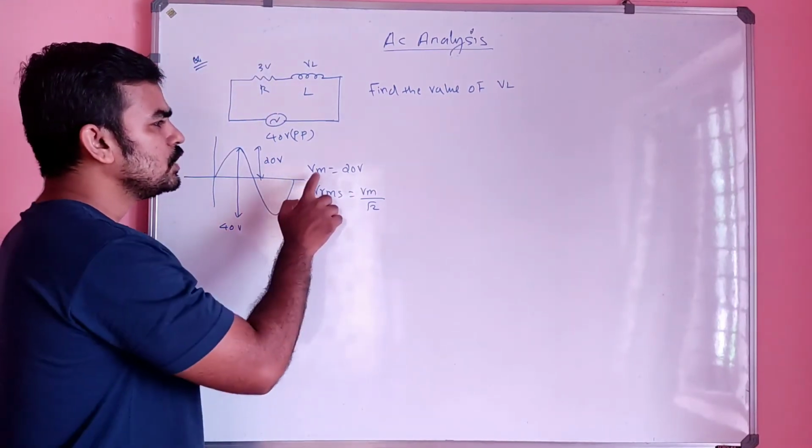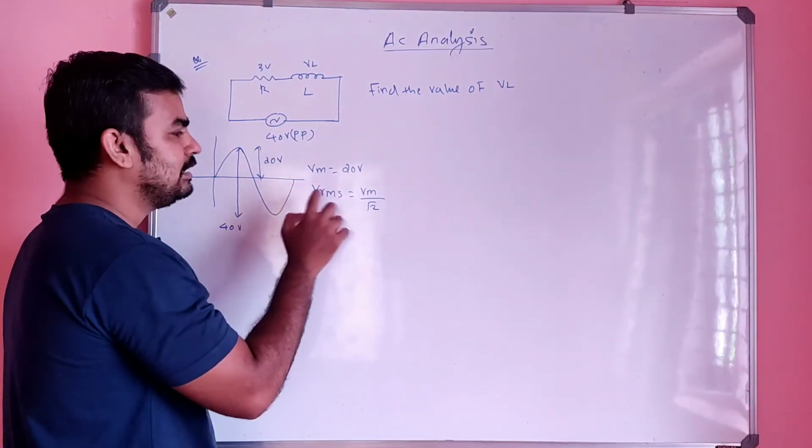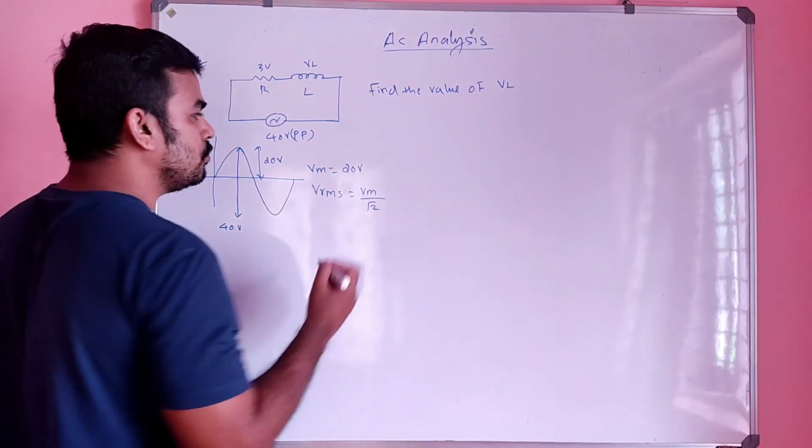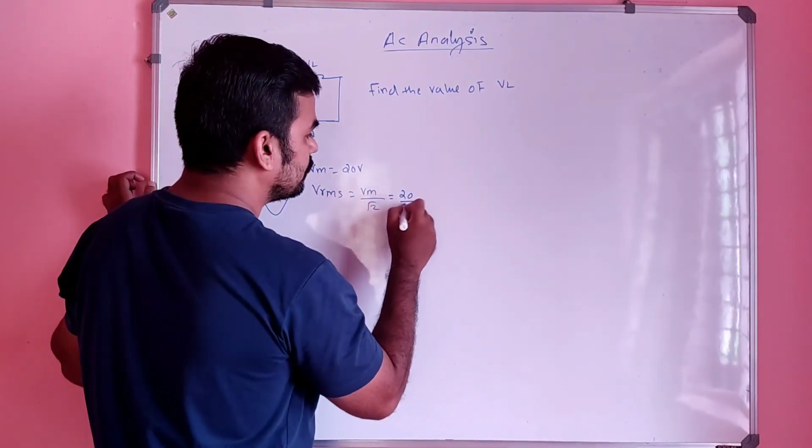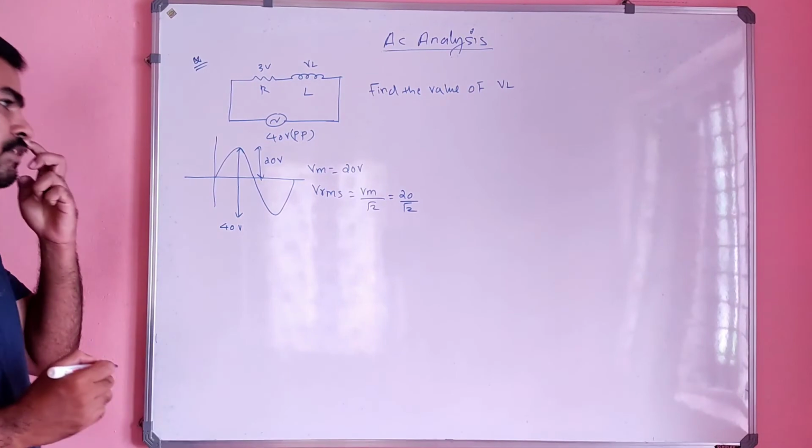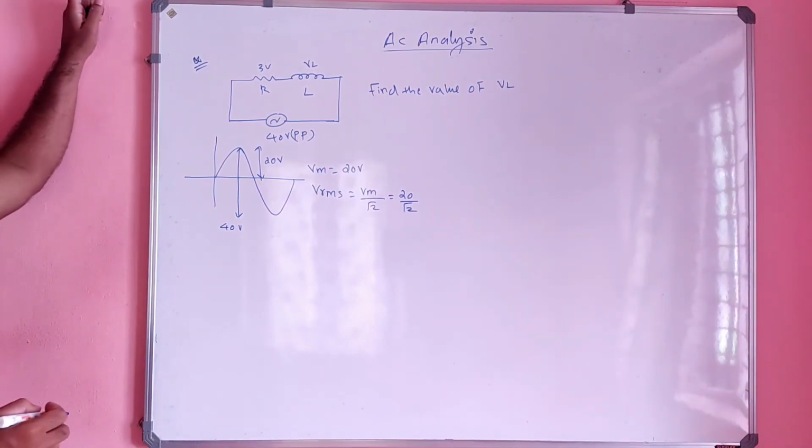Okay. So VM you have 20. Then what will be VRMS? It will be 20 by root 2. So VRMS is 20 by root 2, right?